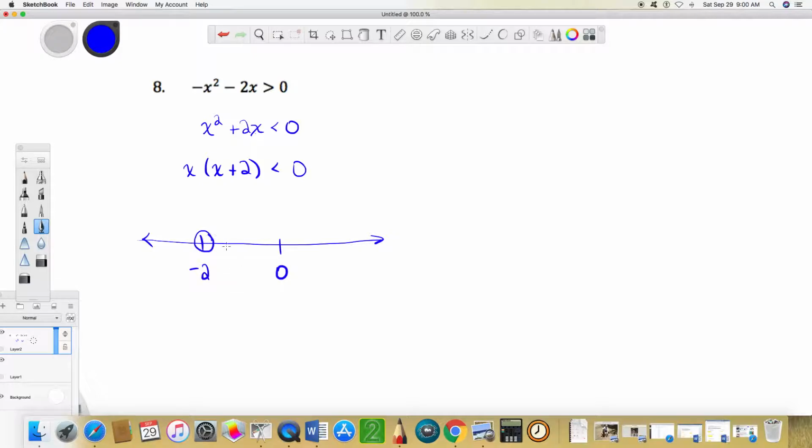So we call these points critical points, or they're often called that. And I need to make a decision now whether to include those or exclude those from my solution set. Since the original inequality is a strict inequality, I'm going to leave these hollow. I don't see this underline. If it was underlined, I would shade both of those in. All right, so these two numbers divide my number line into 3 regions that I'm just going to label A, B, and C.